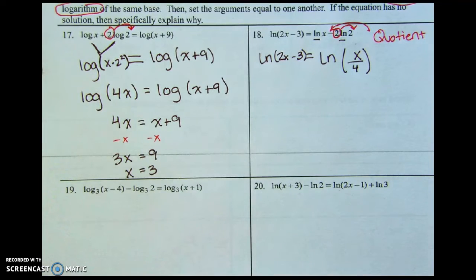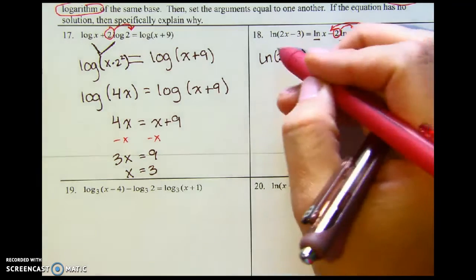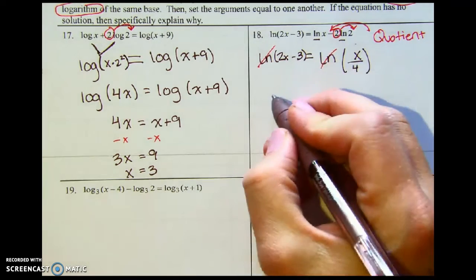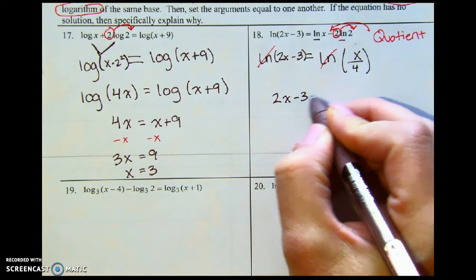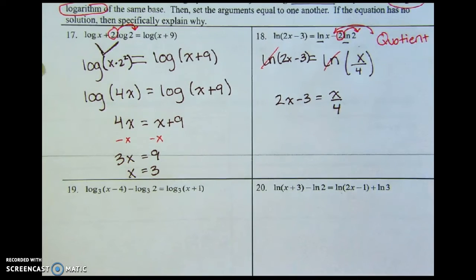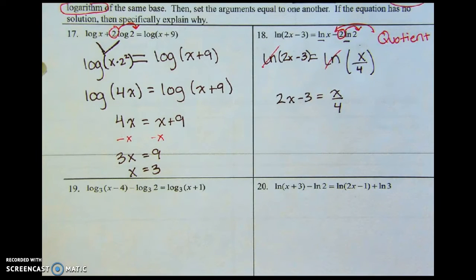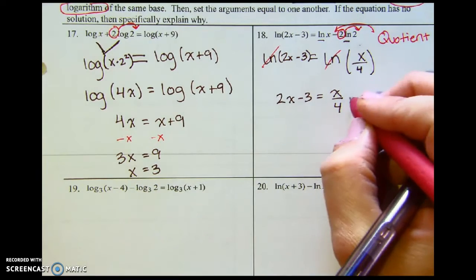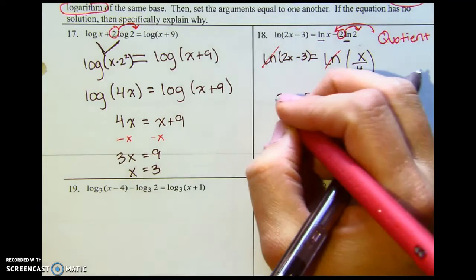All right, what do you think? Do we have a log equal to a log? Yes? So it just makes sense that their arguments are equivalent. And we need to solve for x. There's a couple different ways to do this. I would probably first multiply by this 4.